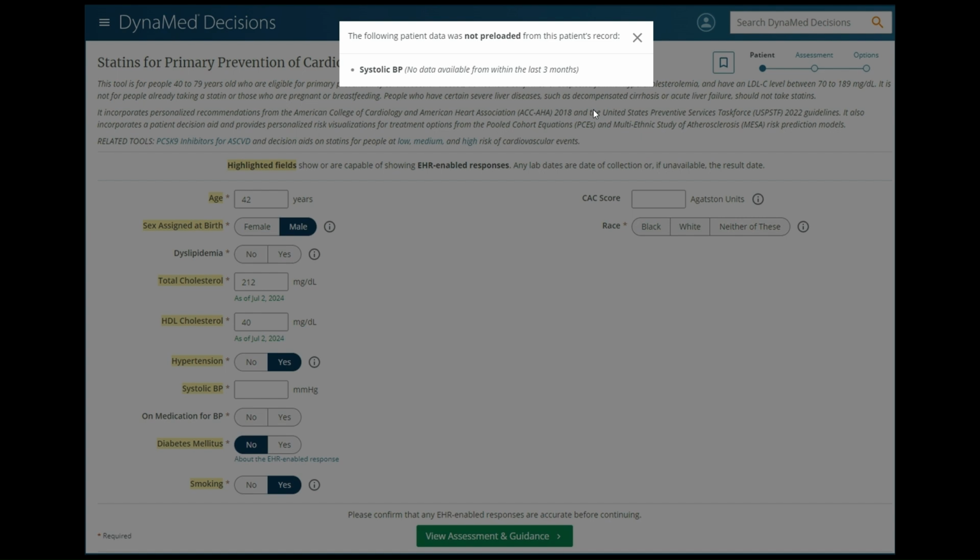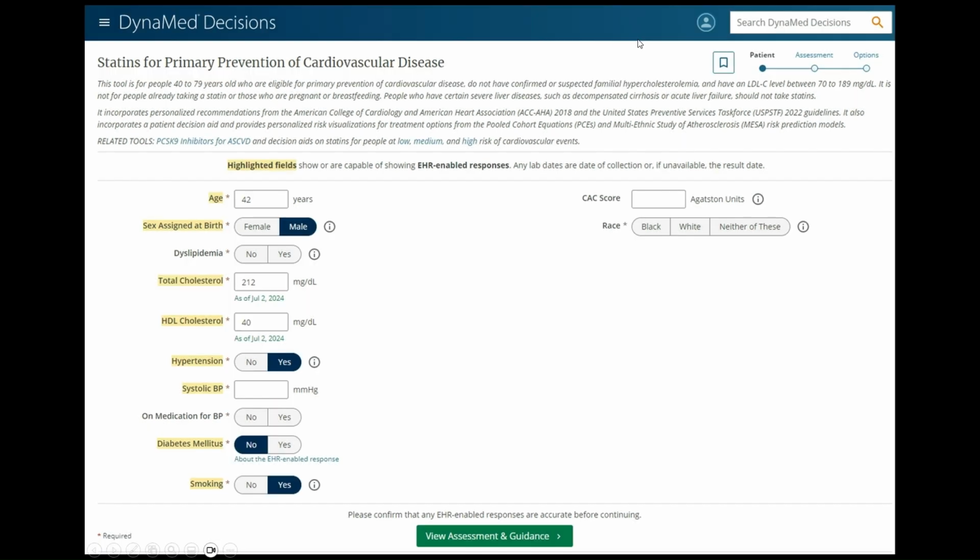So in this case, upon launching the tool, we see a notification that the systolic blood pressure field was not pre-populated despite being a candidate for pre-population. And the reason for not being pre-populated is given here in the parentheses that follows. So in this case, this patient does not have systolic blood pressure within the last 3 months. So that is the reason why it was not pre-populated. So we can click away from that notification.